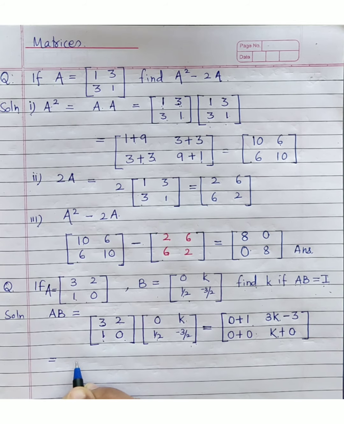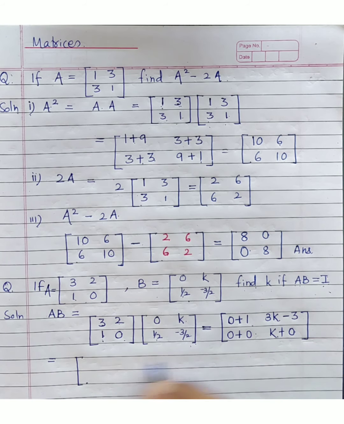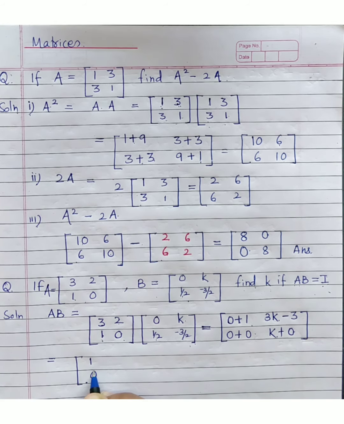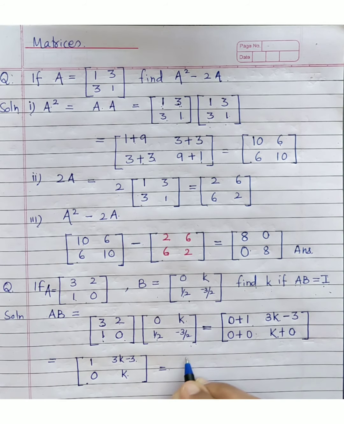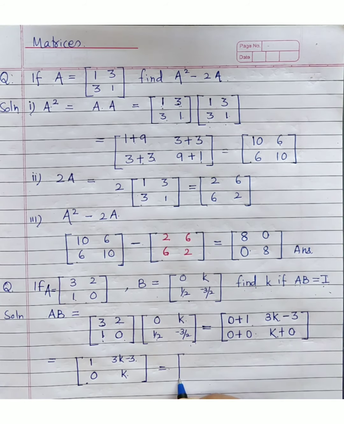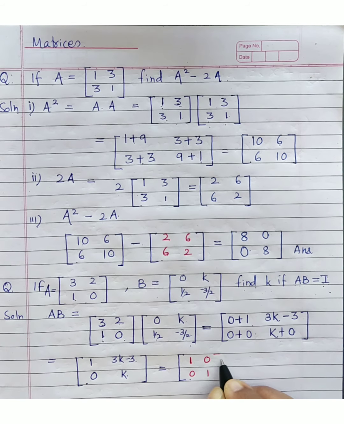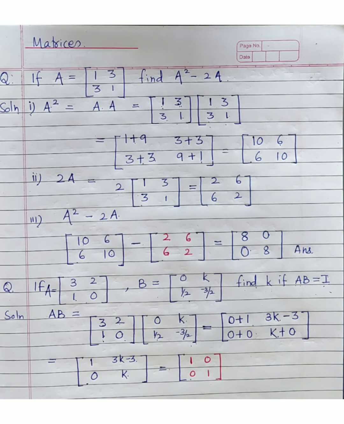So the matrix you have got is 1, 0, 3k minus 3, and this element is k. Now this should be equal to what? Identity matrix. What will be its order? 2 by 2. What will be the identity matrix of order 2 by 2? 1, 0, 0, 1. Except the leading diagonal, all elements are 0, you know? And leading diagonal elements are 1.